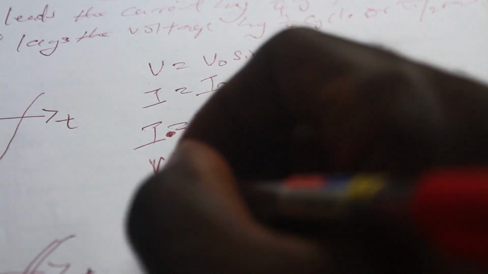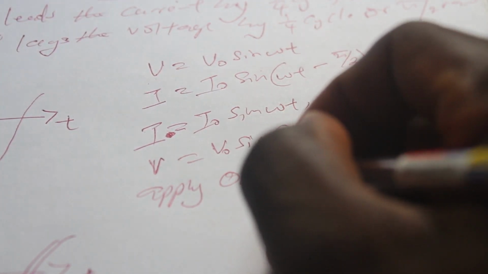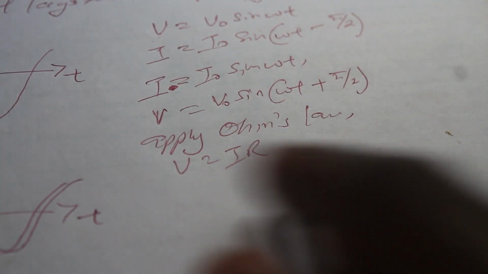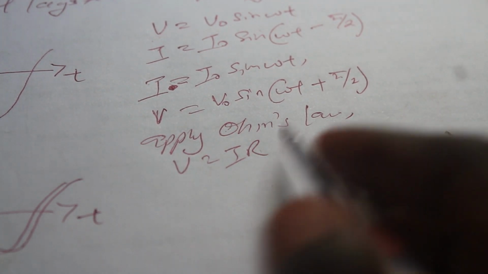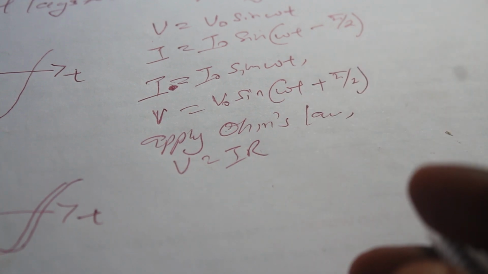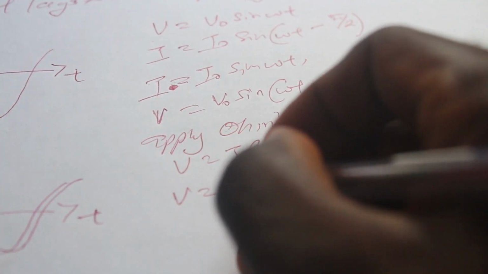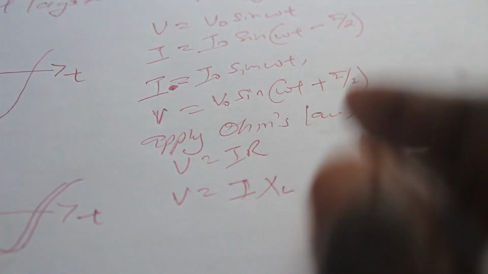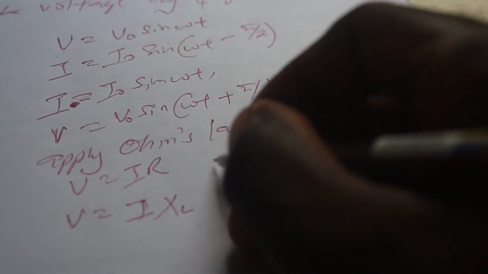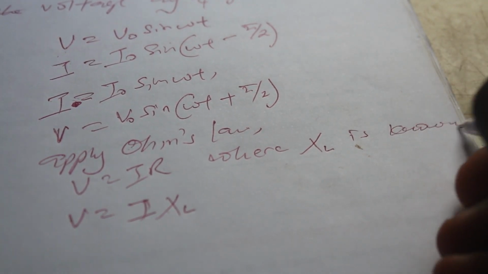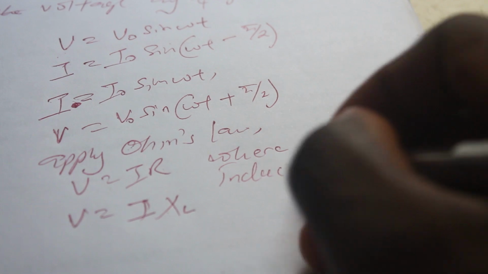So now, when we apply Ohm's law, you know, by Ohm's law we say V equals IR, right? But in this case, the R has to be something else, but we'll come to that later. So if you apply Ohm's law to this AC circuit here, V is going to become I XL, where XL is known as inductive reactance.